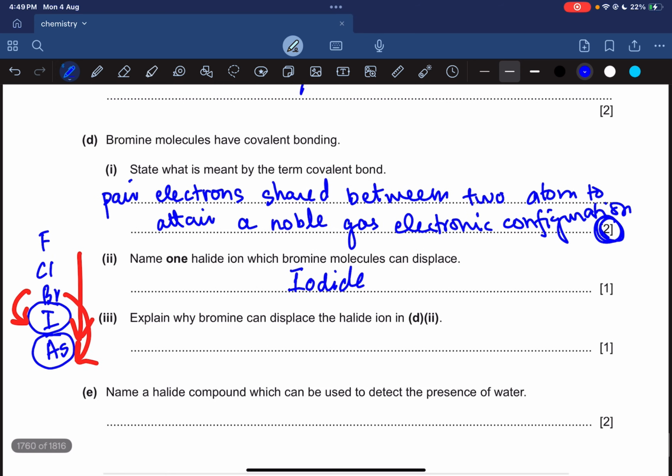Explain why bromine can displace the halide. Because bromine is more reactive. The more reactive you are, the more power you have, the more ions you can displace.